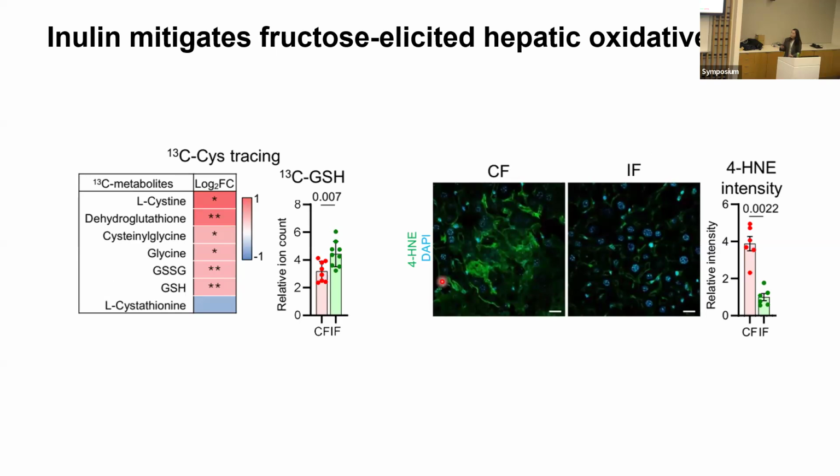And next, we used a cysteine tracer and found the labeled glutathione also increased in inulin-fed mice. And as you know, glutathione is an antioxidant. Finally, we think this increased glutathione suppresses fructose-induced hepatic oxidative stress, by measuring the oxidative stress marker.